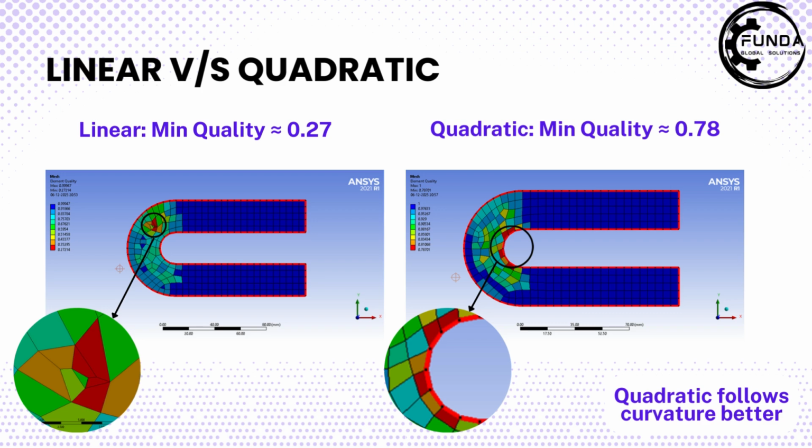To see this difference clearly, let's look at a real ANSYS example, a U-bend geometry. With linear elements, the minimum element quality is around 0.27, which is relatively poor for structural analysis. After switching to quadratic elements, without changing the mesh size, the minimum quality improves significantly to around 0.78. This happens because quadratic elements naturally follow curvature, while linear elements approximate the same shape using straight edges. So, even without refining the mesh, simply changing the element order can drastically improve mesh quality.